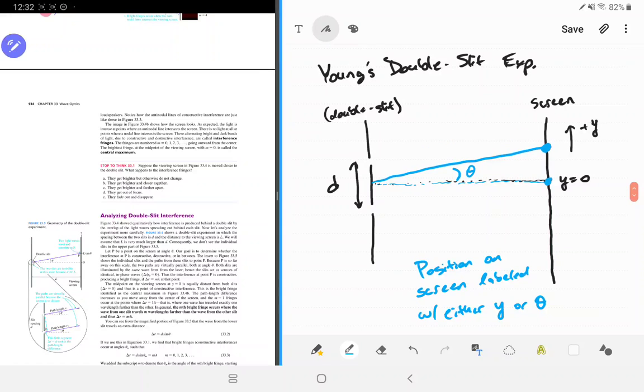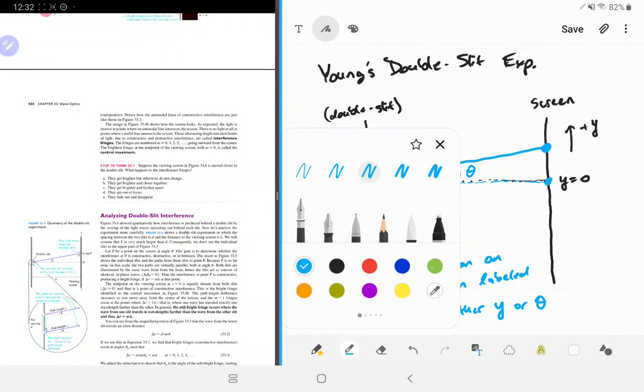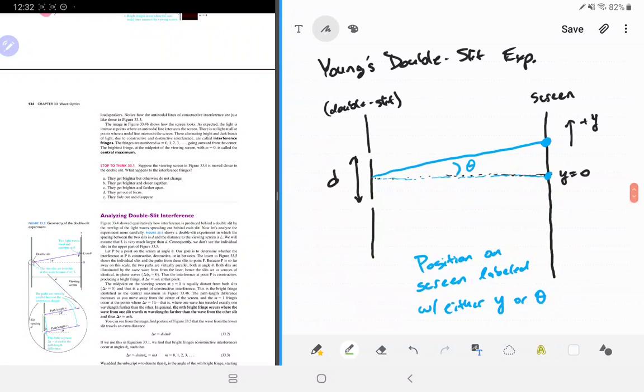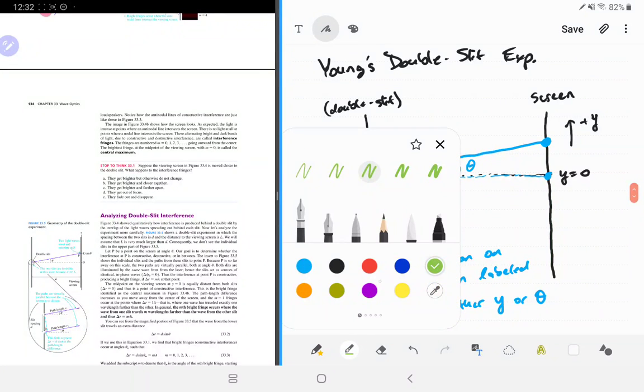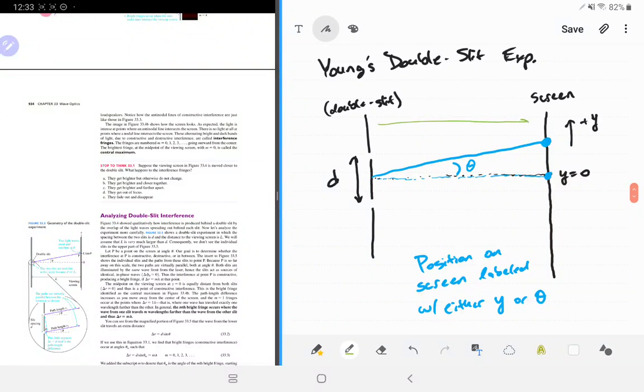Okay. So I should start using a different color. I think this is brown, and this is green. I'm colorblind, so that's where it comes in. Now the distance from the double slits to the screen is L. We're eventually going to have an equation with a whole bunch of different parameters, a whole bunch of different variables, so I just want you to be familiar with all of these.